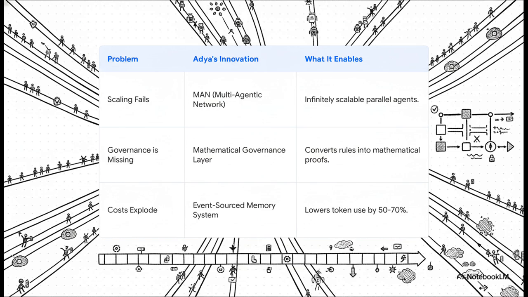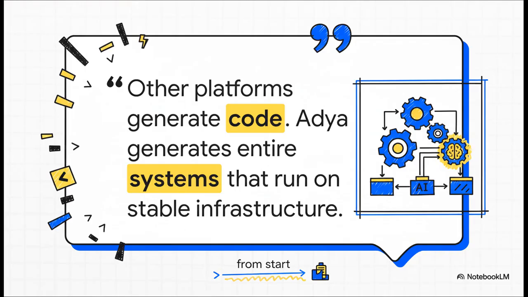For scaling, it introduces a multi-agent network, or MAN, where tons of agents can run in parallel without a central bottleneck. For governance, it uses what's called a mathematical governance layer, which turns business rules into mathematical proofs that an agent has to satisfy. And for cost, it uses an event-sourced memory system that tracks what the agent does, not just the raw data. And this slashes token usage by a whopping 50 to 70%. So the takeaway here is absolutely crucial.